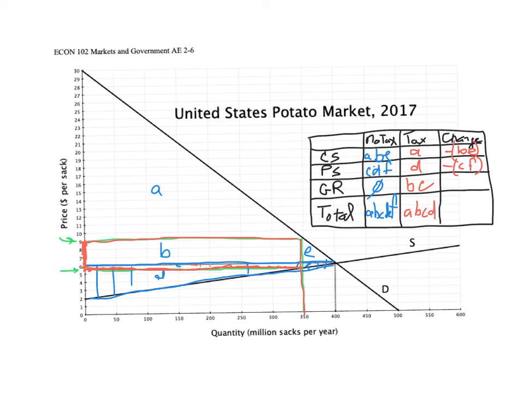Government revenue: the government now has money to pay for goods and services supplied to people elsewhere in the economy. So that's not surplus wasted, it's just transferred from people buying and selling potatoes to people elsewhere. Of course, many citizens actually participate in the potato market in addition to being able to go over government-funded bridges, etc. And then finally, the change in the total. We used to have A, B, C, D, E, F. We now only have A, B, C, D. We've lost area E, F.